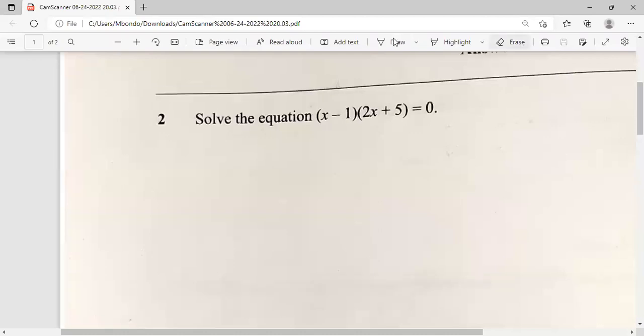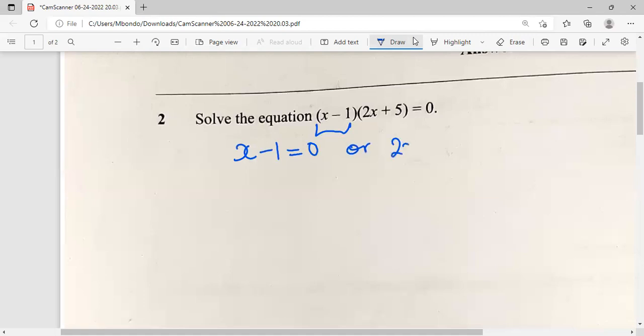Here is the second question. Solve the equation (x minus 1)(2x plus 5) equals 0. So we need to get each of these factors and equate them to 0. So we're going to say x minus 1 equals 0, or 2x plus 5 equals 0.